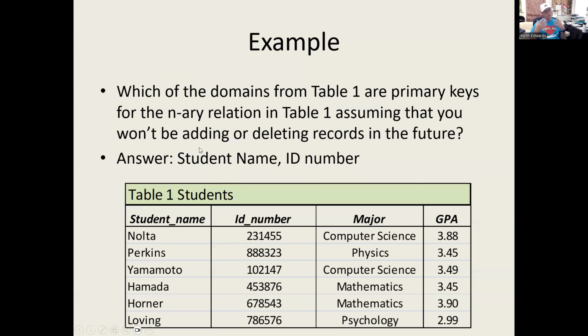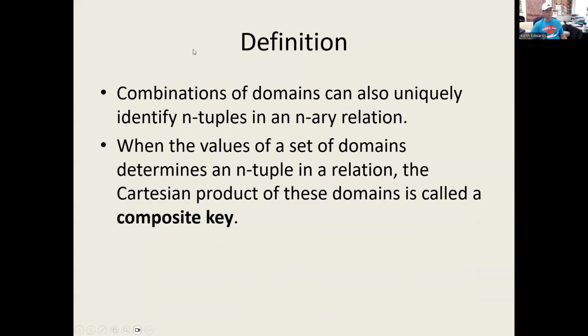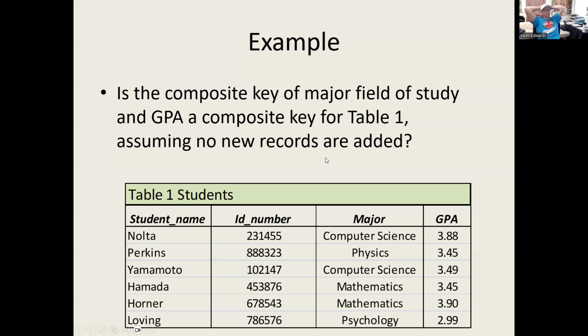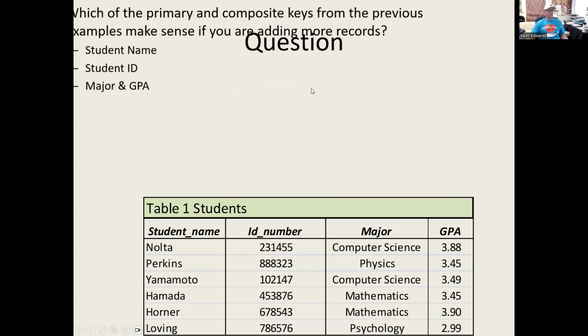So in this case, student name is a primary key, and ID number is a primary key. If we're adding records in the future, I don't think I'd use student name as my primary key. Combinations of domains can also uniquely identify n-tuples, and those are called composite keys. So if we looked at major field of study and GPA in this table that I had as an example, that one would actually be a composite key, assuming that no new records were added to this database.